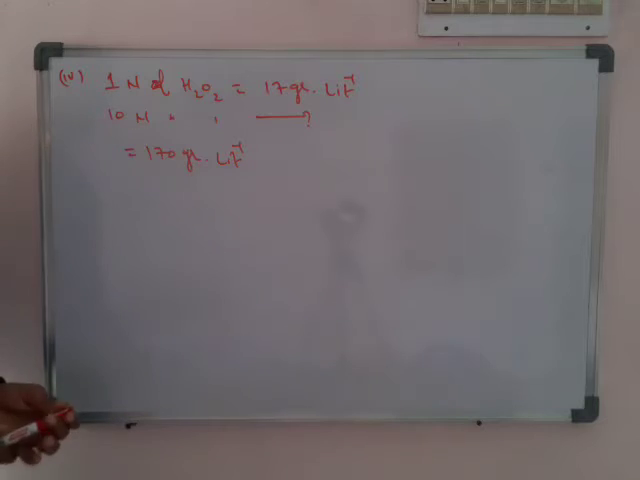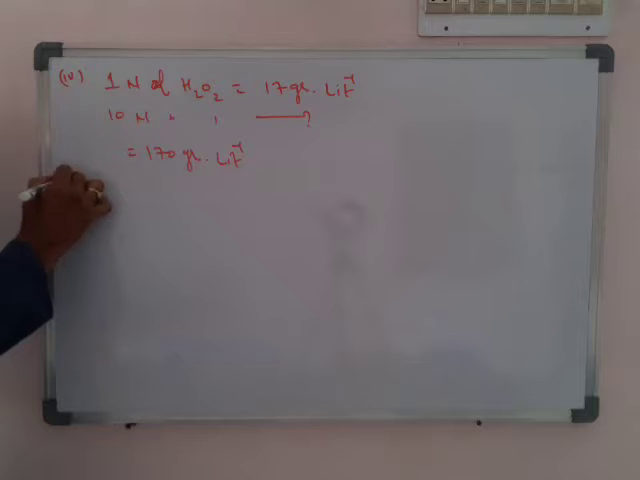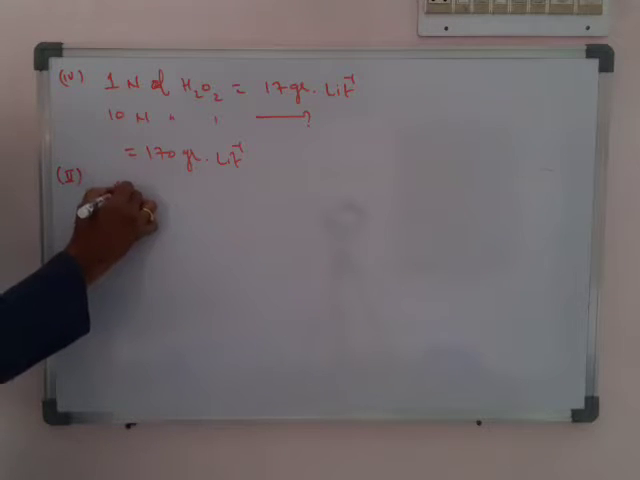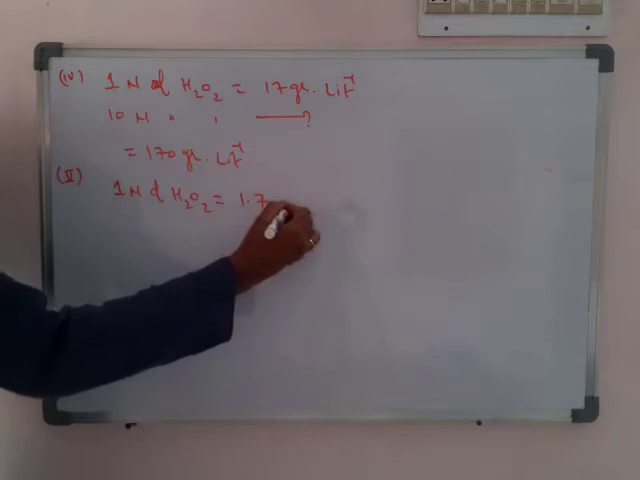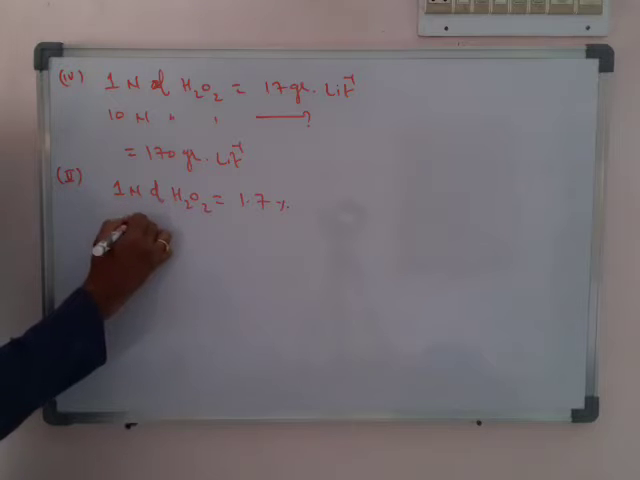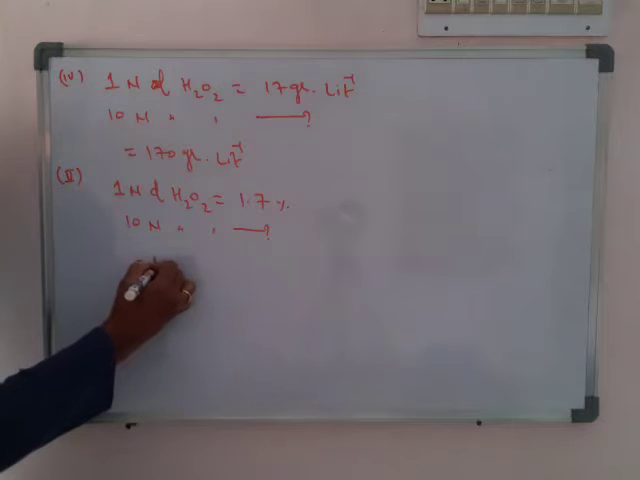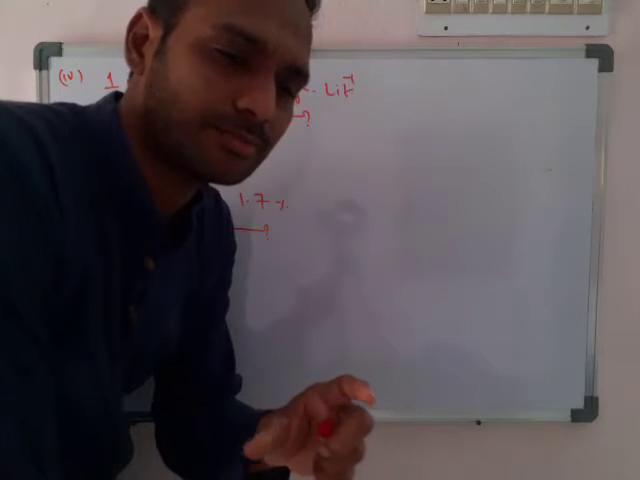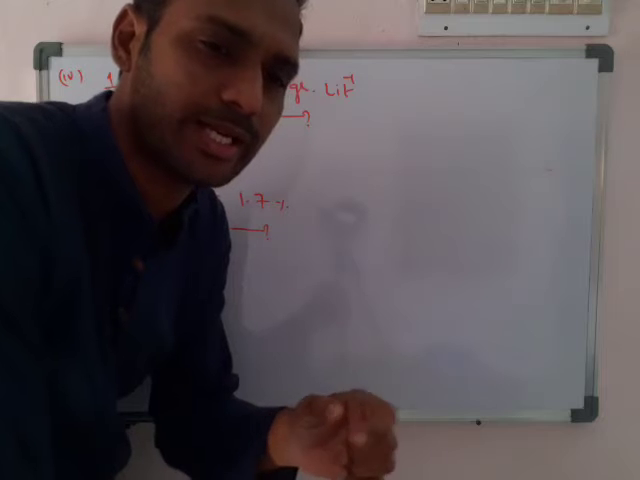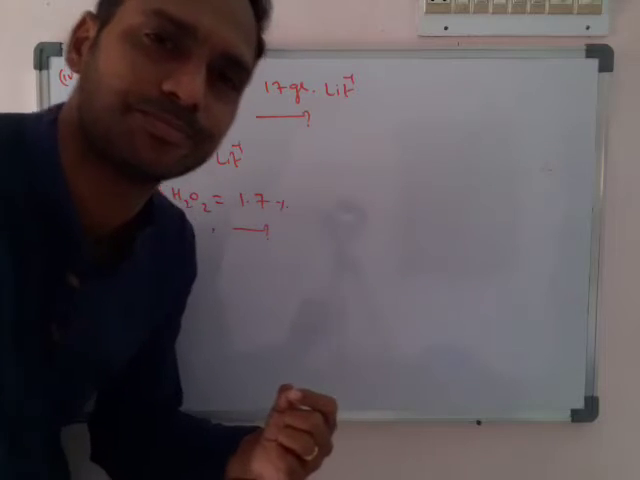So next one more, the percentage is there. Percentage, already we know the relation. So 1 normality of hydrogen peroxide equals how much? 1.7 percentage. So then what about 10 normality of hydrogen peroxide? It is 17% of hydrogen peroxide. So this is the best problem to know the volume strength of hydrogen peroxide in all different measurements, in all different expressions.